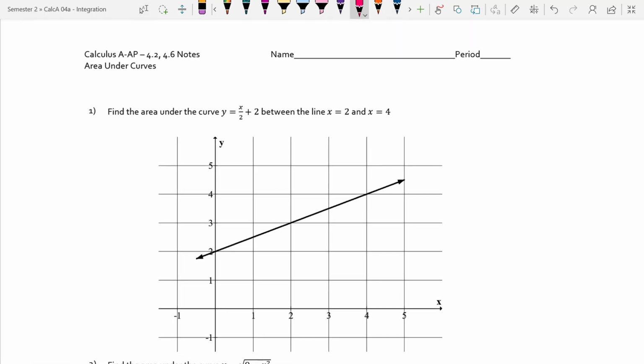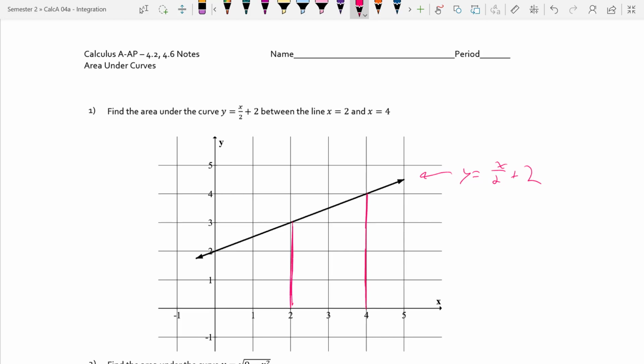So if I have this line, which is the line y is equal to x over 2 plus 2, you can verify that if you'd like, and I want to find the area of the curve between x equals 2 and x equals 4. What I'm finding is the area under the curve. Under the curve means between the curve and the x-axis. So you're going to see that referred to very, very commonly. It means this area right here.